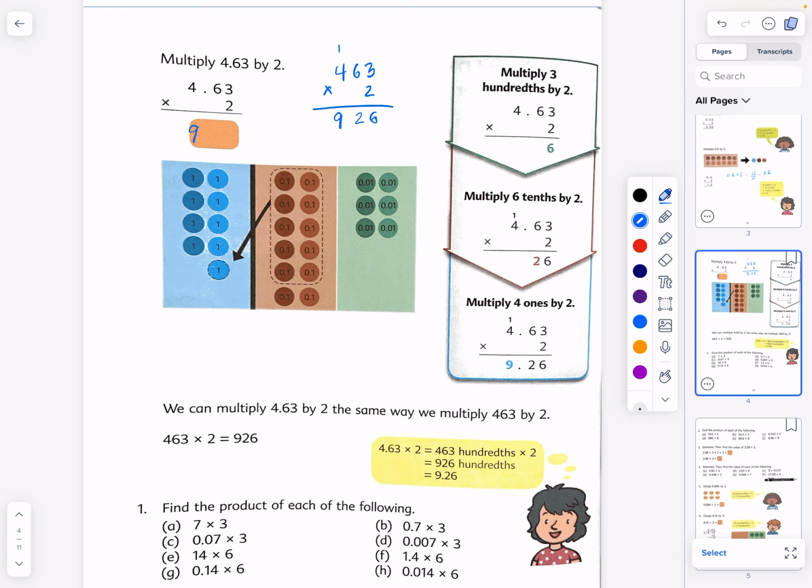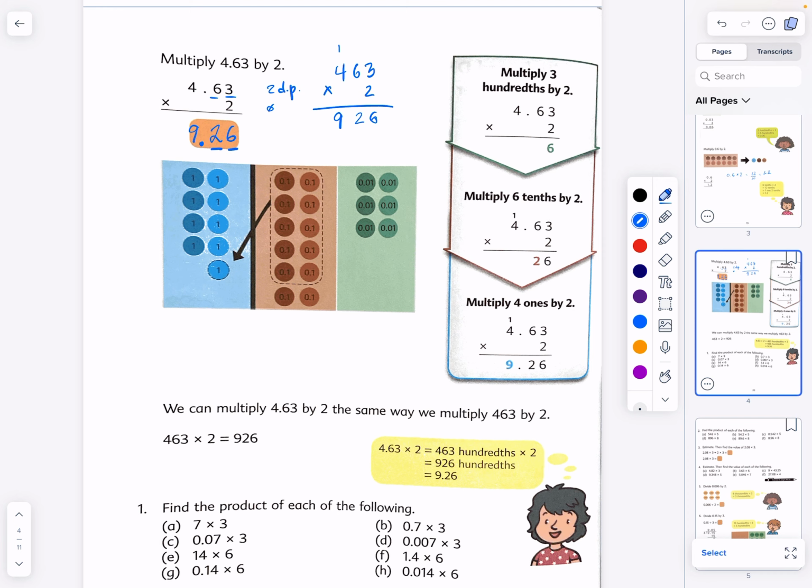However, we're not multiplying 400s. We're not multiplying 6 tens. We are multiplying 4 wholes and 63 hundredths. My friends, we have 2 decimal places. I'm going to write it: 2 decimal places in one factor, no decimal places in another factor. Therefore, the final product will have 2 decimal places.